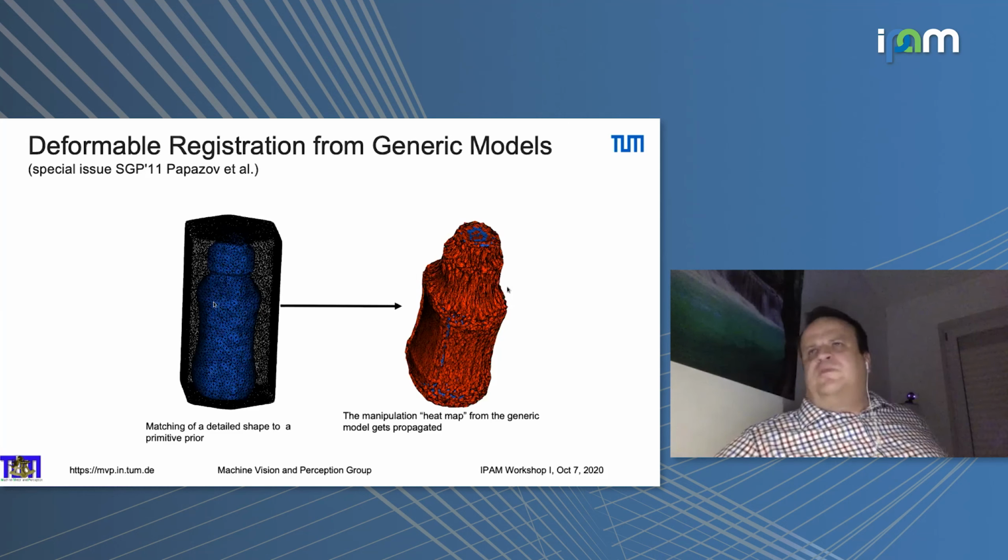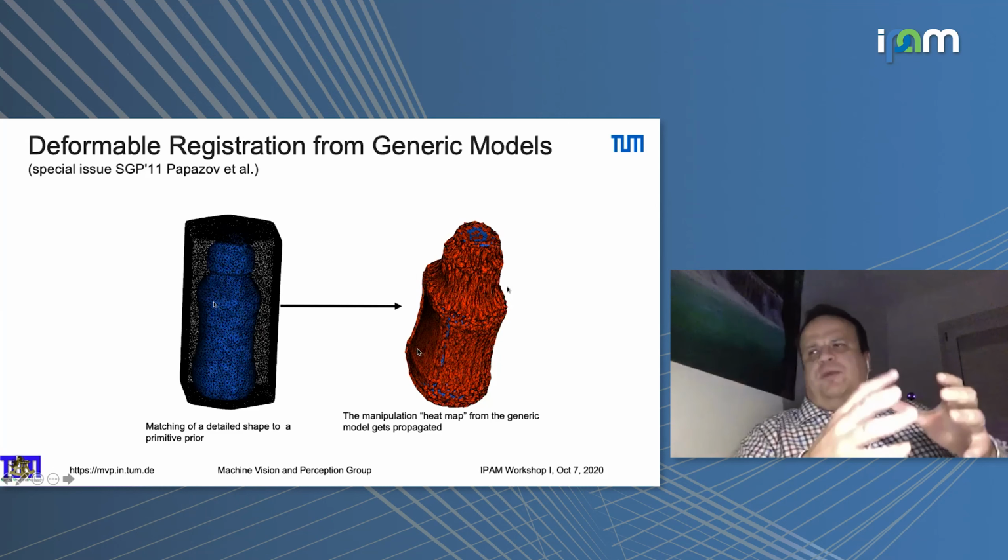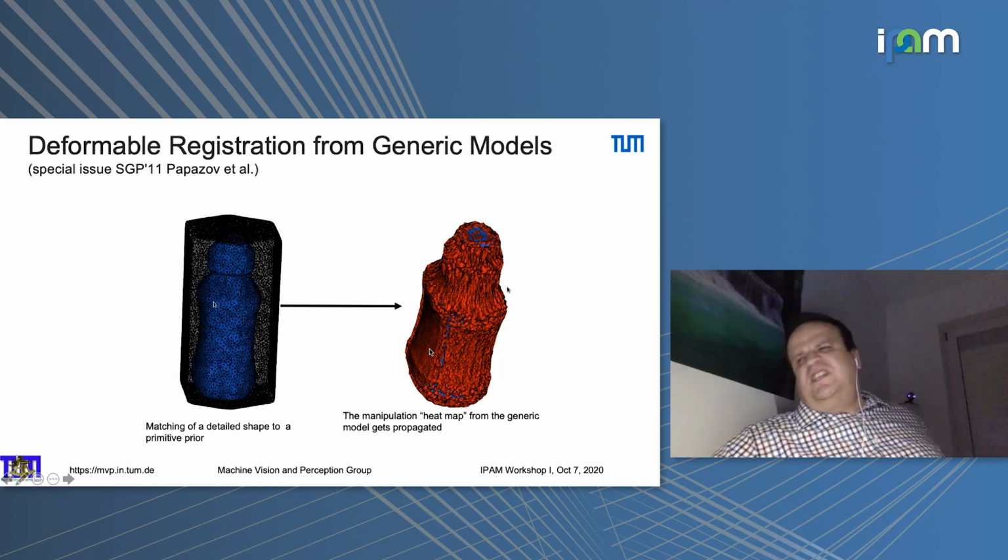The same is true for manipulation. In my lab, students break the cups, so I don't want to have 100 different cup models to know what's going on in the kitchen. I would like to understand basically how to generalize from some model I understand to what I see. And this is the deformable registration we built, which is basically taking an object and deforming it to fit the object I see in the scene.